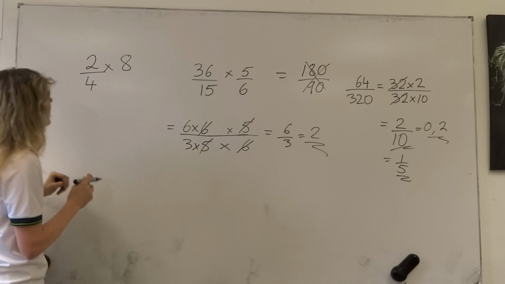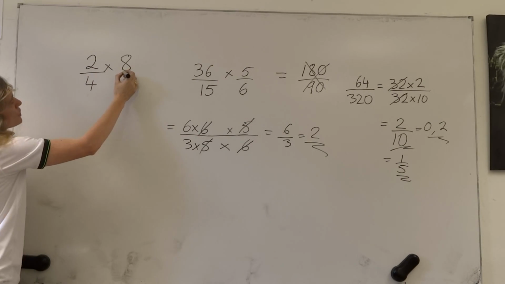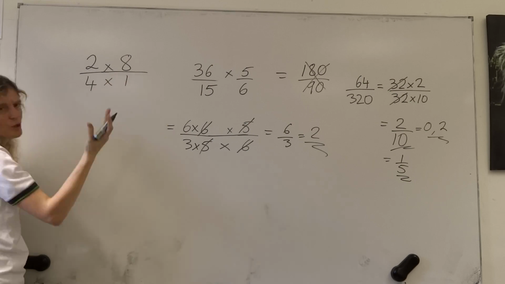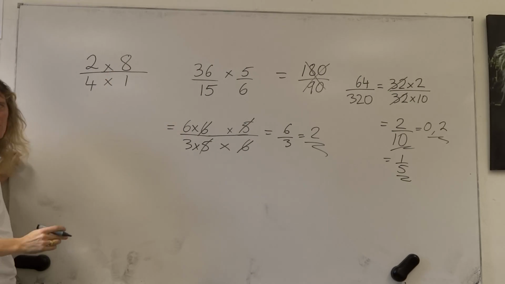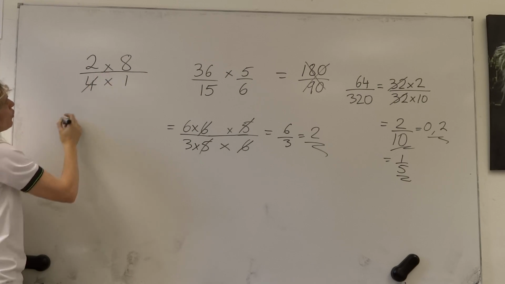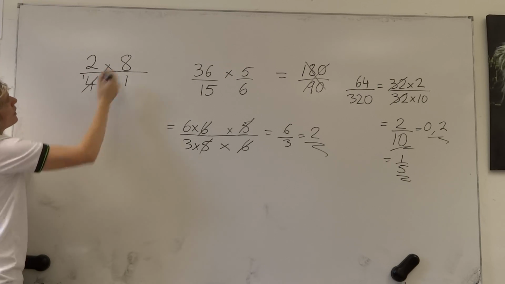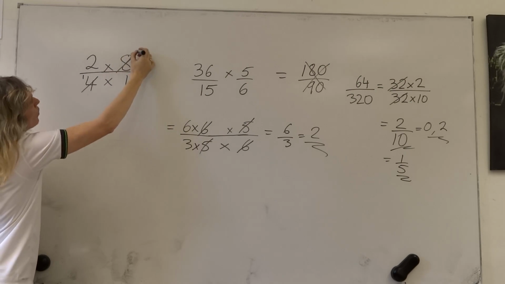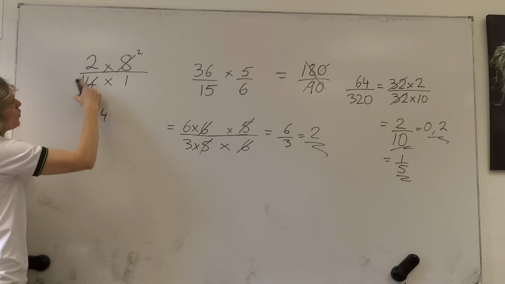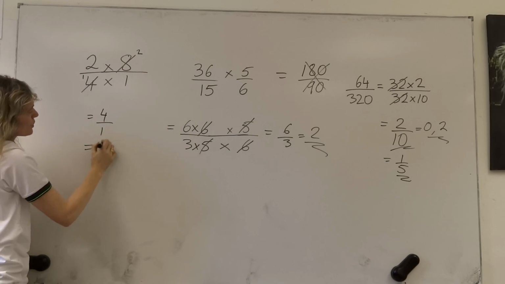Look at this one here. If we have this one, we've got two fractions multiplied by one another. We could put an 8 divided by 1 there if we wanted. But 4 goes into 8 2 times. So divide 4 by 4, I get 1. Divide 8 by 4, I get 2. 2 times 2 is 4. And 1 times 1 is 1. So I get equals 4.